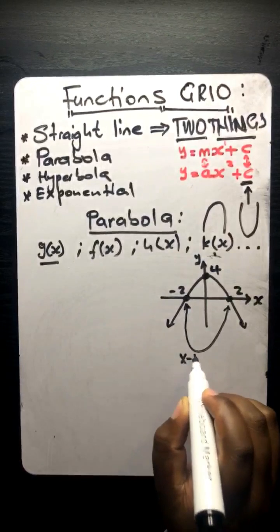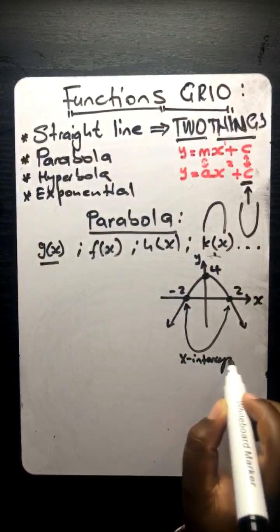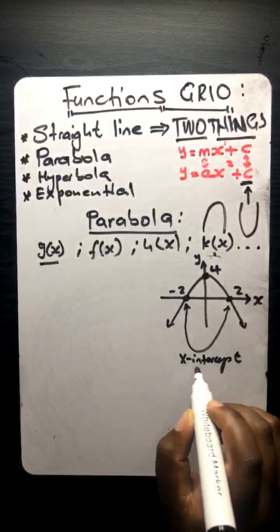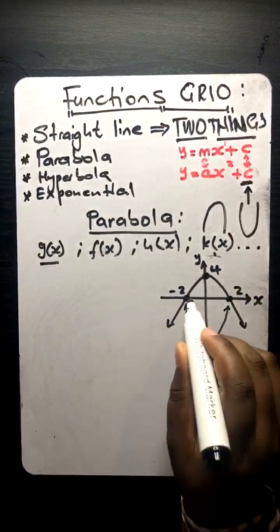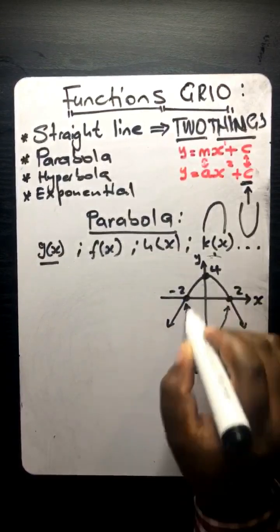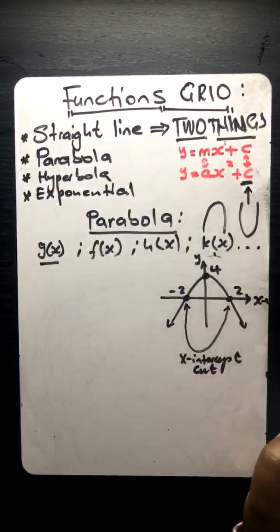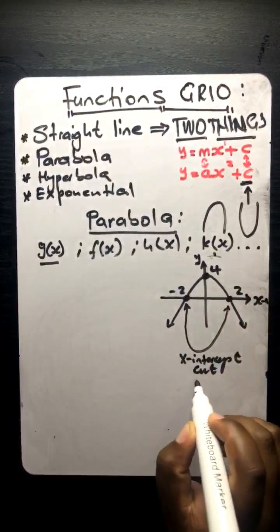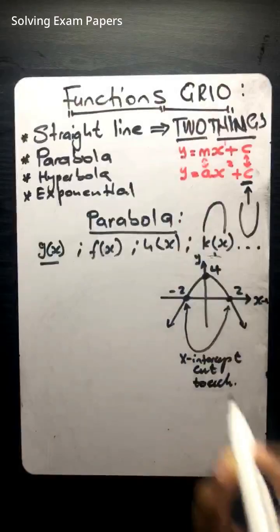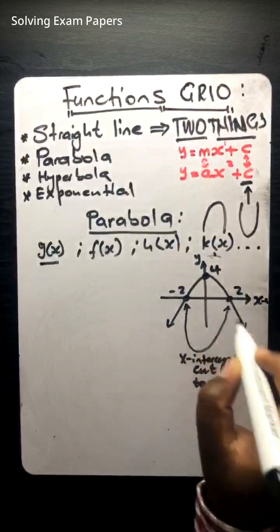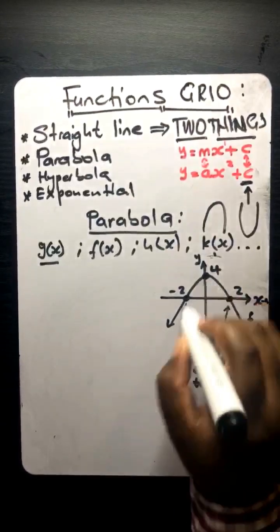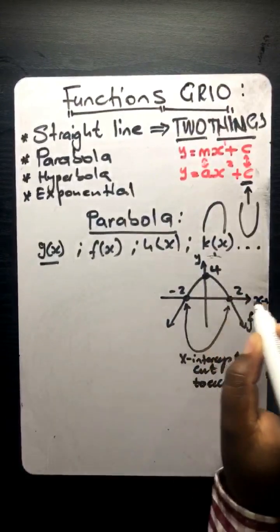The x-intercept. What does the word intercept mean? It's more like these 2 points are where that function cuts the x-axis, or touches the x-axis in simple terms. These 2 points are where your function, let's call it the function f, cuts the x-axis.